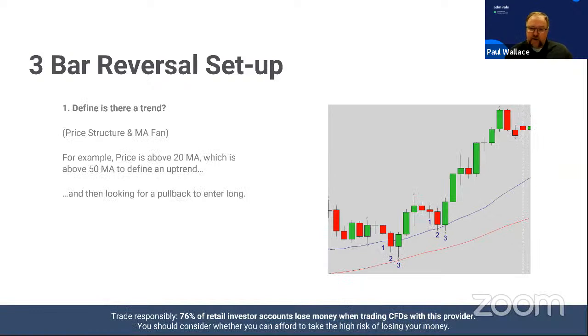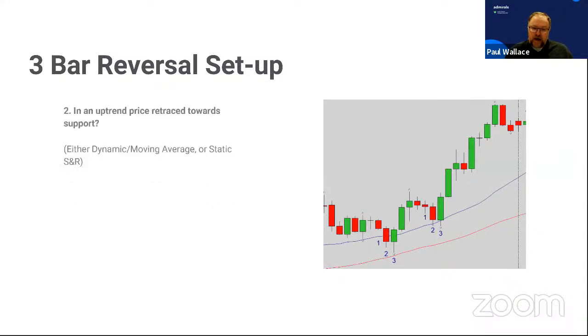As I said, first point, define if there is a trend using price structures and moving average fans. If price is above the 20, which is above the 50, then we're looking for a pullback to enter long. Remember what I was saying, if you're trading trends, you're either trading a breakout or you're trading a bounce, and looking for a pullback is like looking to trade a bounce. In an uptrend, price retraces towards support, and that support could be the moving averages, in this case the 20 or 50. Maybe it's a static horizontal level of support resistance. Maybe it's even something like a big round number that we see. That's what we're looking for with the areas we identify and focus on as an area for the actual setup.